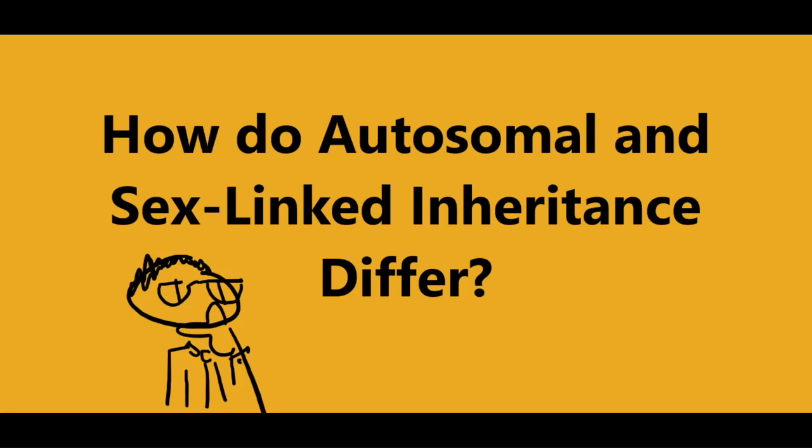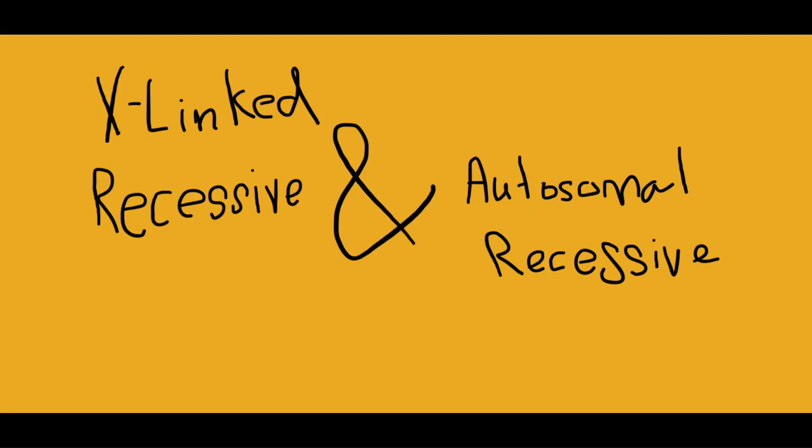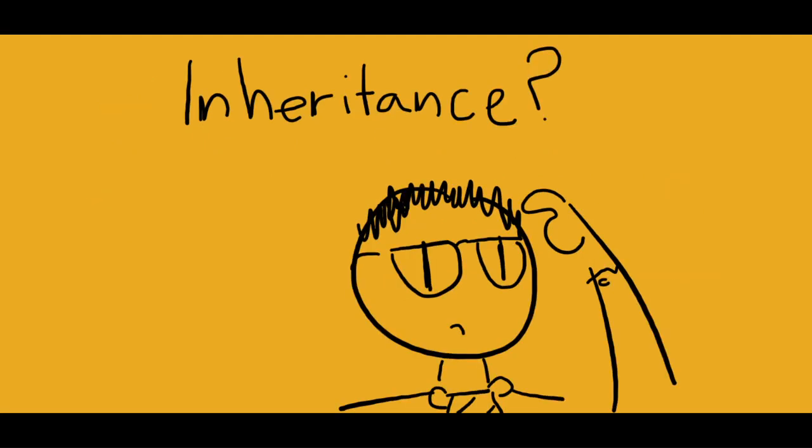Hey, today I'll be addressing the research question: how do autosomal and sex-linked inheritance differ? For simplicity's sake, we will only be discussing autosomal recessive inheritance and X-linked recessive inheritance. But first, let's define inheritance. Inheritance is the process by which genetic information can be passed on from parent to offspring. Inheritance is the reason members of the same family possess similar traits.